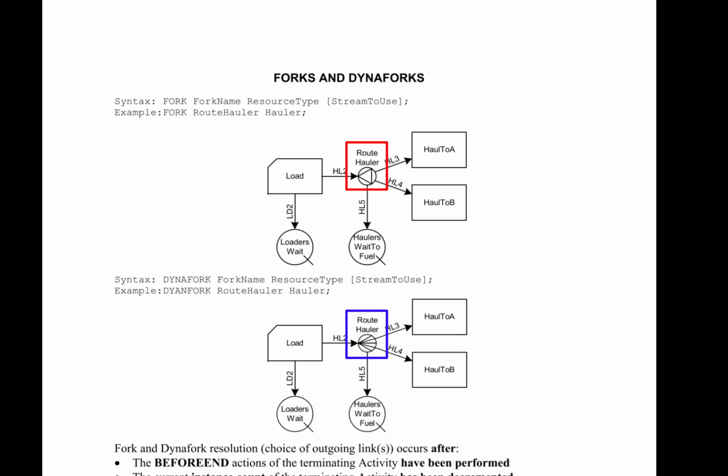Forks and Dynaforks can be used to model decisions and the probabilistic selection of successor nodes. They allow the modeling of situations that are very similar to the decision and chance nodes that are found in decision trees.